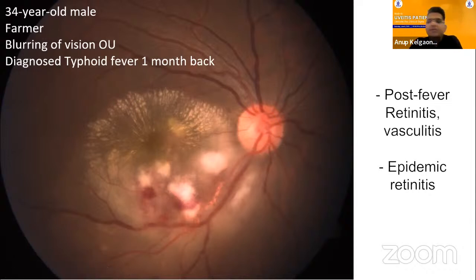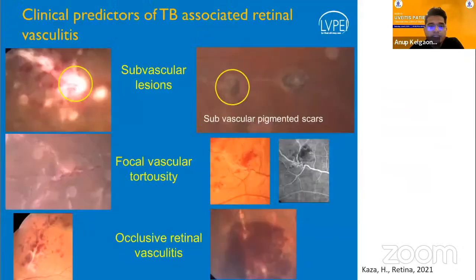And few people label it as posterior retinitis. Someone will like to call it posterior vasculitis or epidemic retinitis, as Dr. Ankush Kawale will say it to be. And we can get vascular involvement in these particular cases as well. But again, as these cases also have retinitis and neuroretinitis in the background picture, it makes the diagnosis much easier.